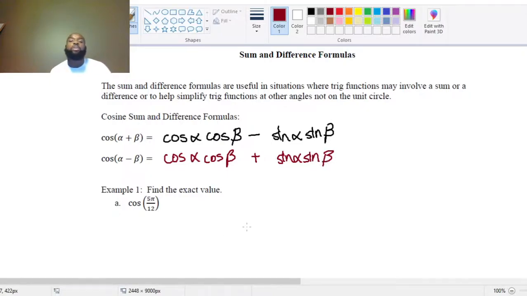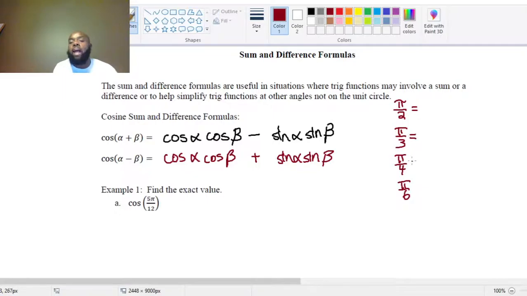This will help us find the exact value of an expression that looks like this, the cosine of 5 pi over 12. Here's a hint: if you have an angle with a denominator of 12, that's a hint that you're going to use a sum or difference formula to find the exact value. Our trig functions are usually multiples of pi over 2, pi over 3, which is 60 degrees, pi over 4, which is 45 degrees, and pi over 6, which is 30 degrees.